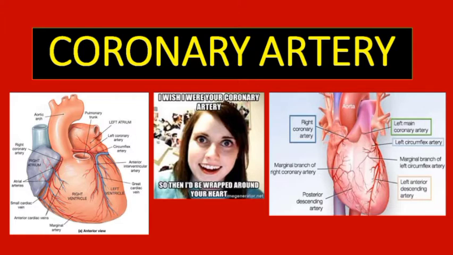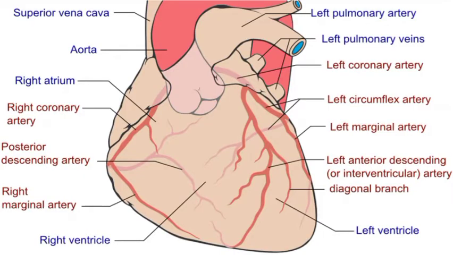Now, let's jump into the topic. Let's see how these coronary arteries are situated in the heart. Now, this is a heart. This part is the aortic sinus, from where the coronary arteries arise. You can see there is a right coronary artery and a left coronary artery. The right coronary artery gives many branches, as does the left coronary artery.